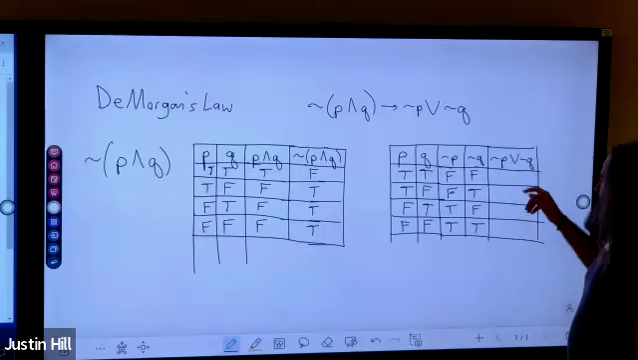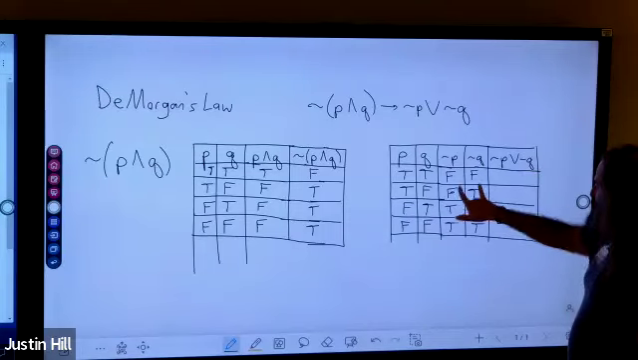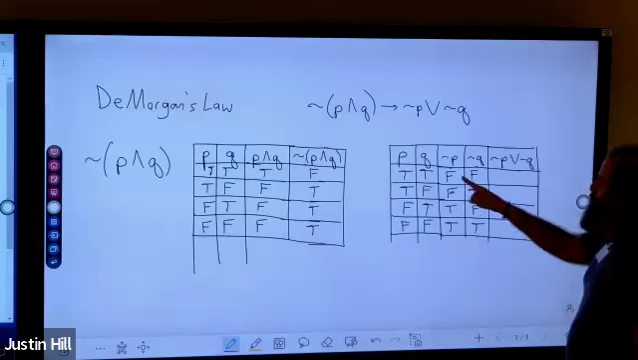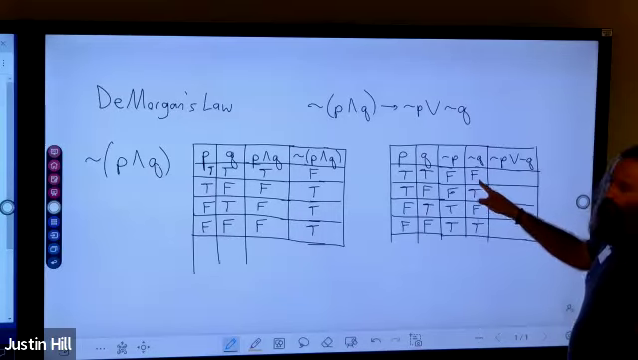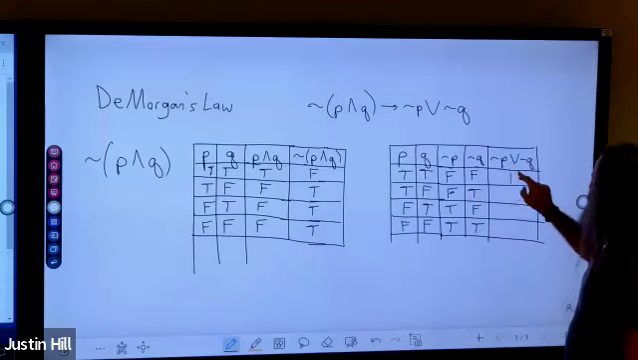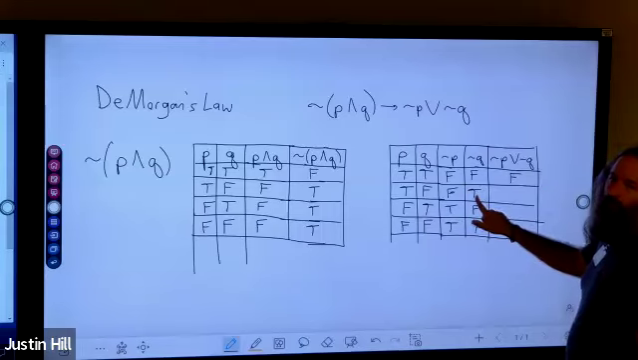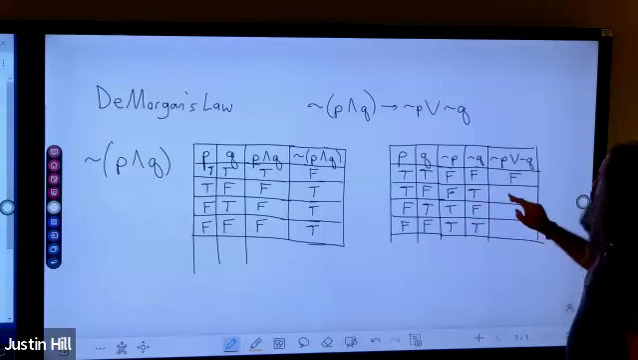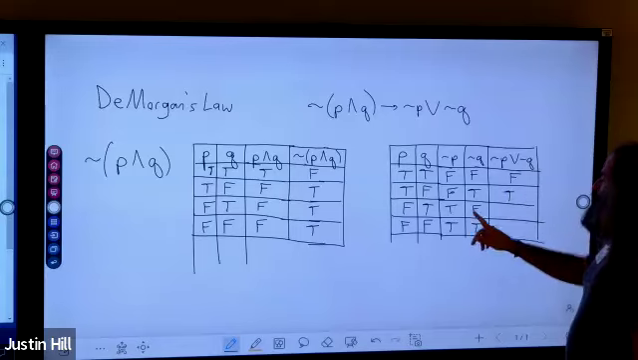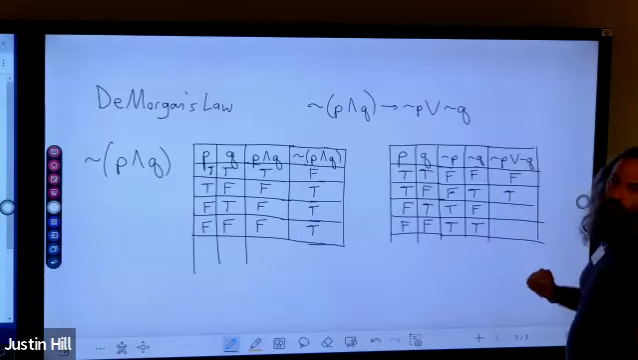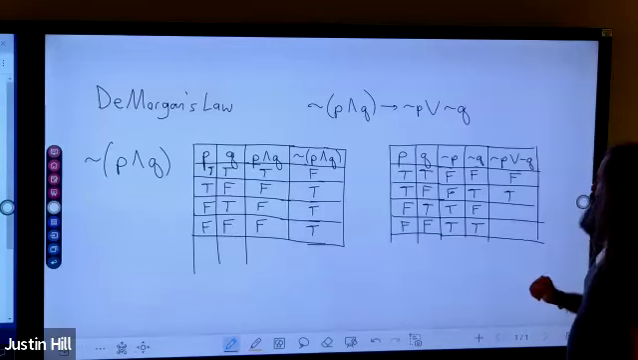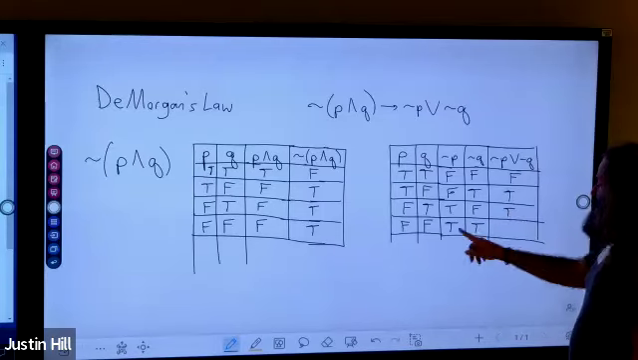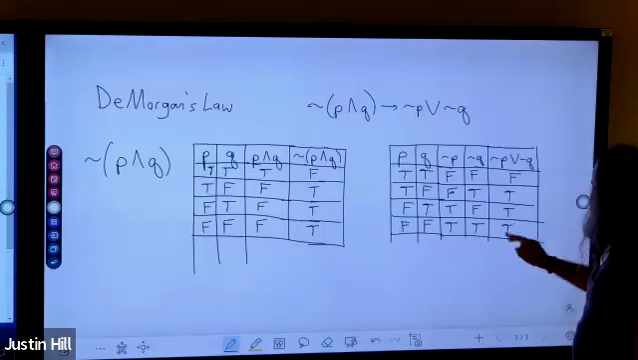And then we go to the not P or not Q. So now we're going to take these two columns and we're going to do an or. So false or false. What does that give you? Good, that gives you false. False or true. What does that give you? Good, that's true. True or false. What does that give you? That's true. And then true or true is obviously also true.